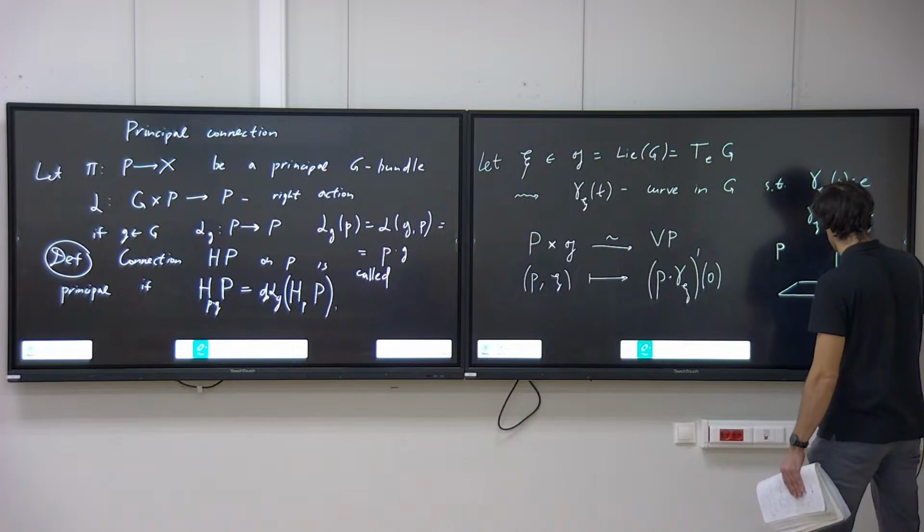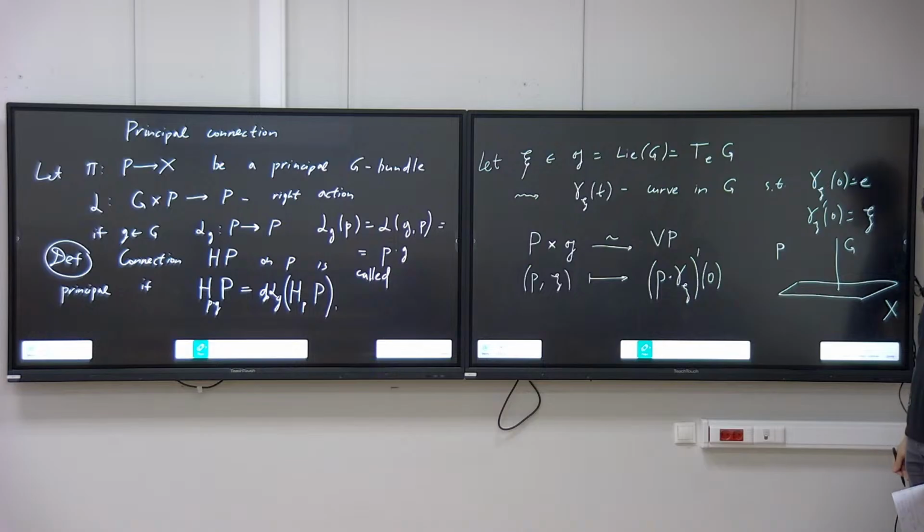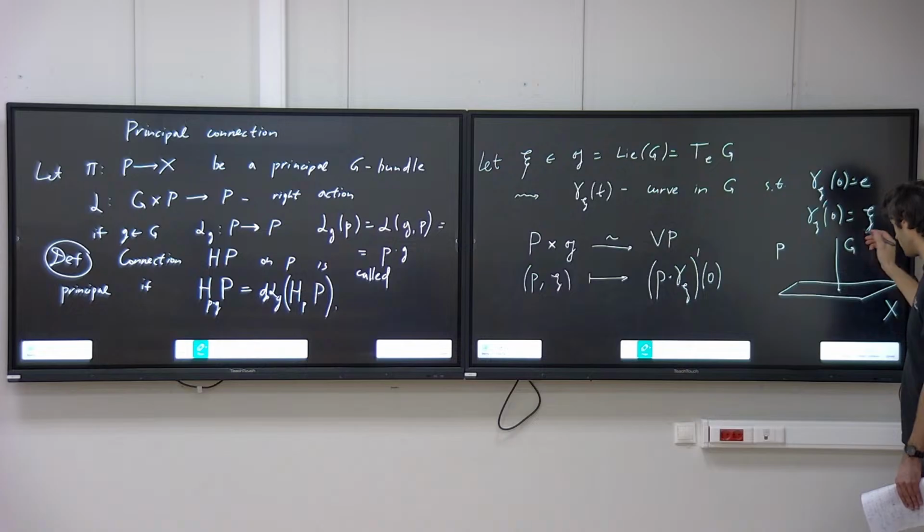Sorry. So this is a fiber and this is my G, right? So this is how my P looks like, and each fiber is G, and G may be curved, but G acts on itself from the right, and there is a corresponding vector field, right?